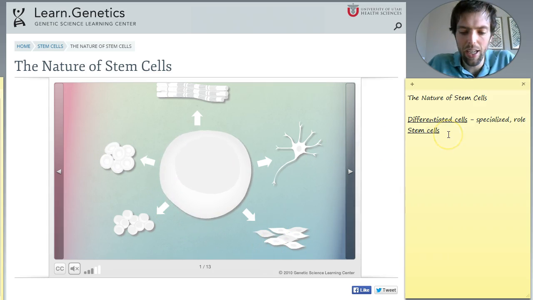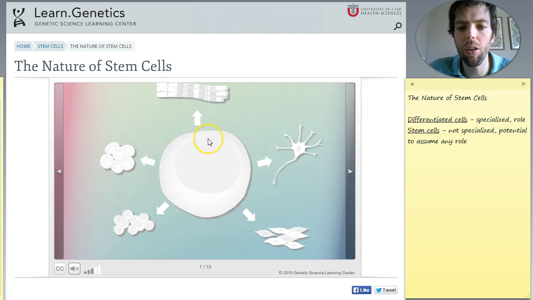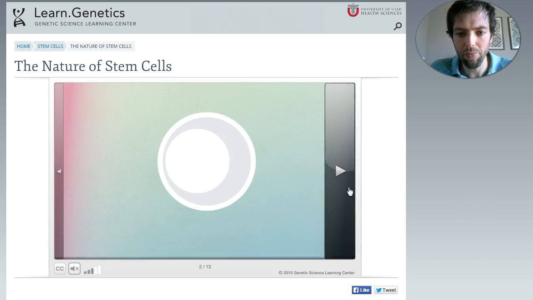In contrast, stem cells are not specialized. They have the potential to assume any role in the body. And so stem cells, whether from an embryo or from an adult, are not differentiated yet and could eventually become any of these cell types.